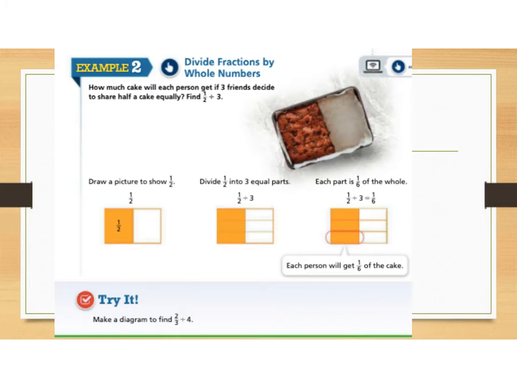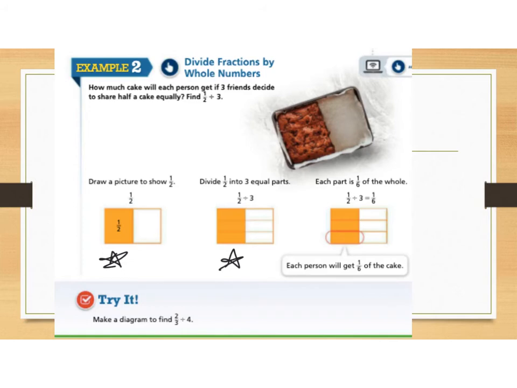Let's look at another one, dividing a fraction by a whole number. How much cake will each person get if 3 friends decide to share half of the cake equally? Find 1/2 divided by 3. Well, they show you a picture. Here is 1/2 of the cake in orange. If you were to divide the 1/2 into 3 equal parts, this is what you would do. Then it says how much would each person get? Well, each person would get 1/6 of the cake. Why of the cake? Well, because you only started with 1/2, but you had an entire cake.